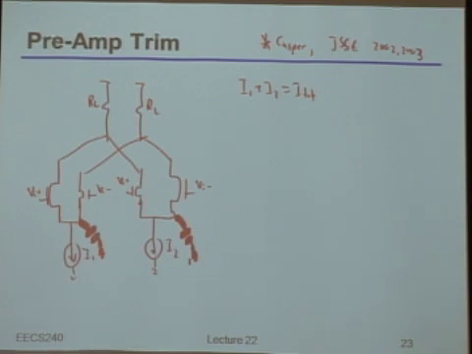What else? I'll give you a hint. It's related to common mode rejection.